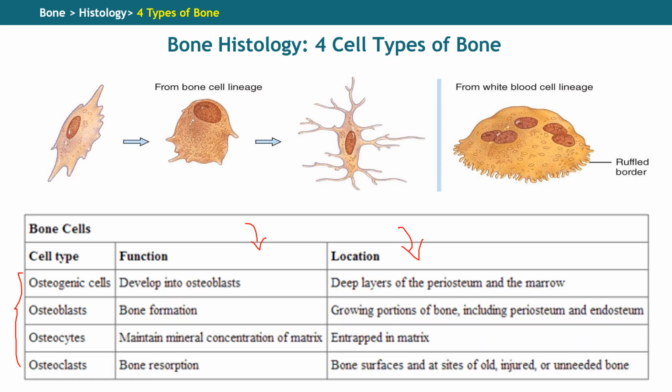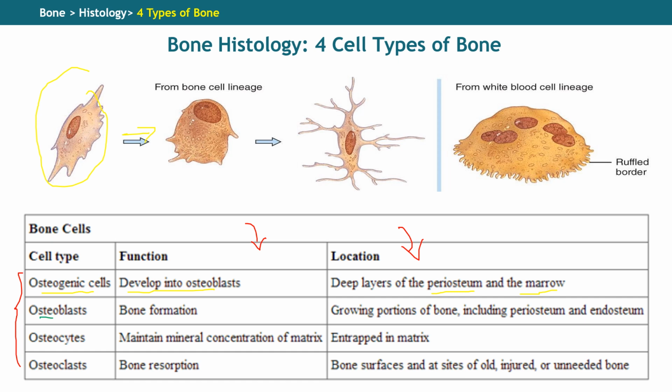So just to remind you, here, let's start color coding this. Here you have the osteogenic cells that are in charge of developing the osteoblast. So it will be this one, and they're going to form this one. Oh, and they are located in the deep layers of the periosteum and the marrow.